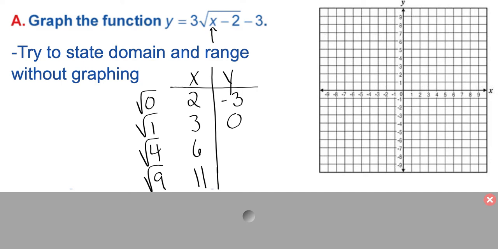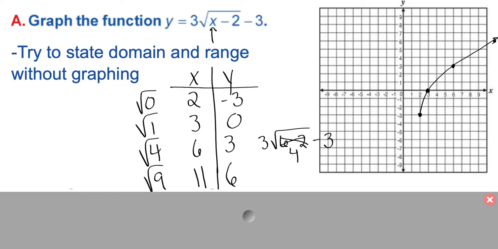6 gives 3 times square root 4. So we're doing this. That's a 2. 3 times square root 4 is 6 minus 3 is 3. And then the last one, 3 times square root 9 would give me a 9 minus 3 is 6. And then graph the coordinates. So 2, -3, 3, 0, 6, 3, and 11, 6. So this one is kind of like that.